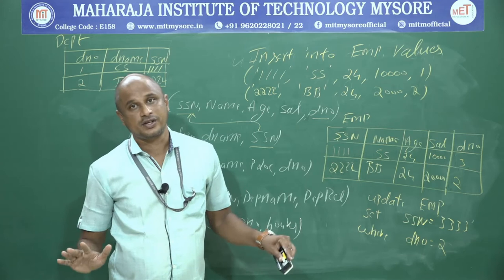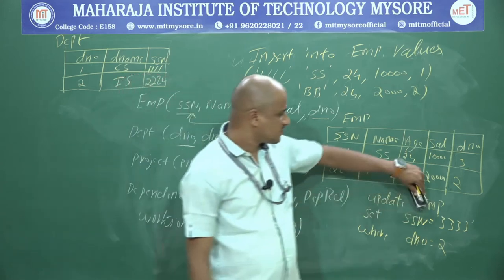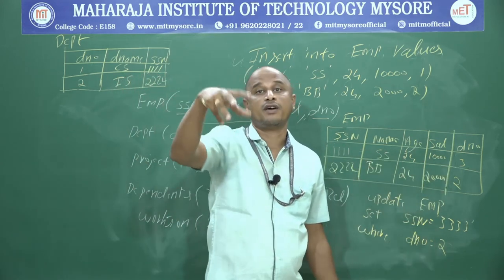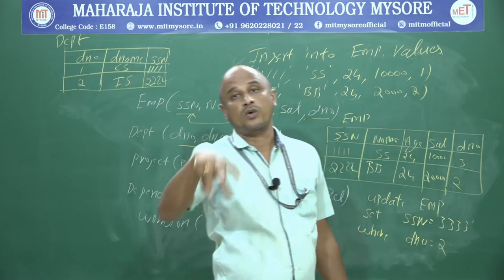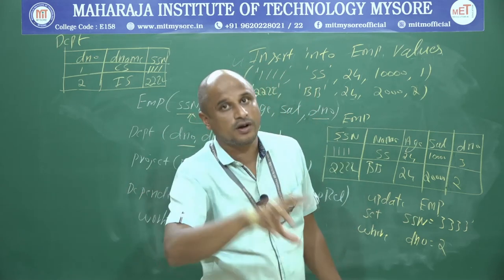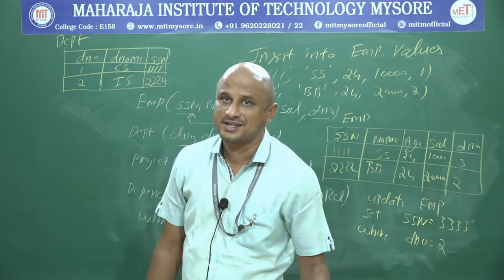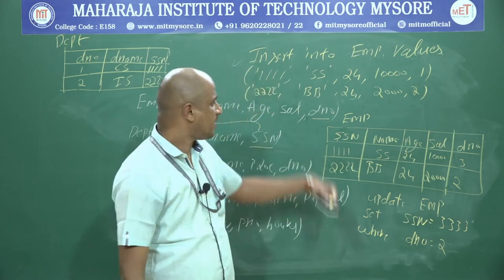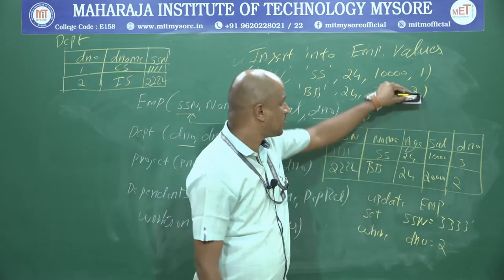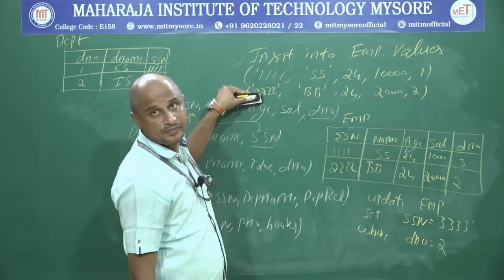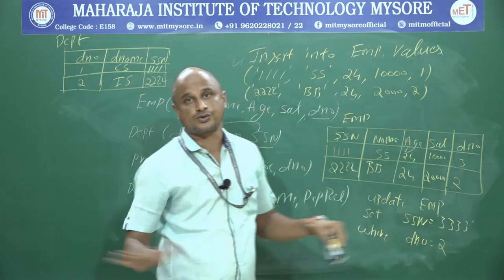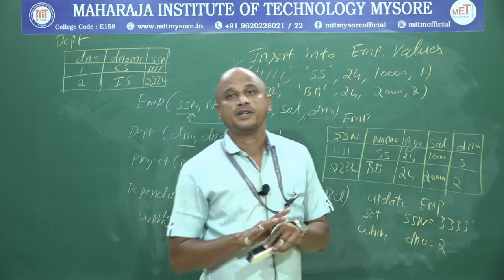So this is not possible because the primary key is already defined as 111. You cannot go for an update of a primary key, that is, SSN with 333 specified, right? So wherever department number is 2, you cannot update this. Once you define it, it's closed. Once defined, it has been closed.